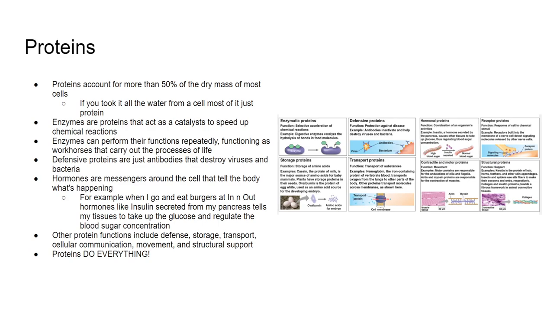Defensive proteins, for example, are antibodies. They're proteins as well that destroy viruses and bacteria. Hormones, which are messengers around the cell that tell the body what's happening. For example, insulin would essentially tell the body to take up all that glucose and bring our blood sugar back down to normal.